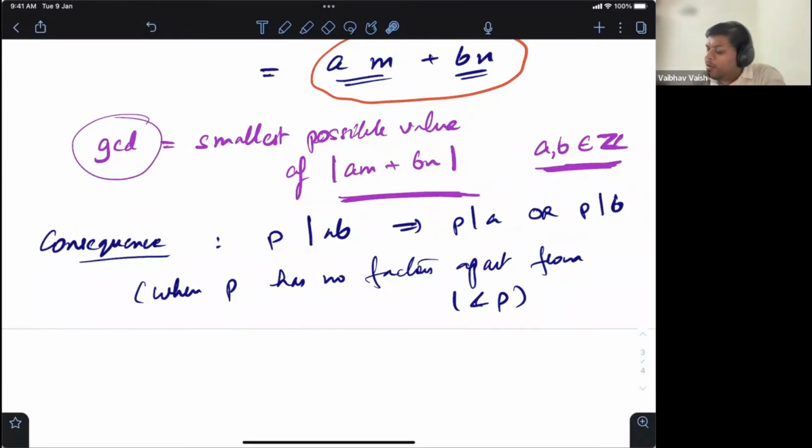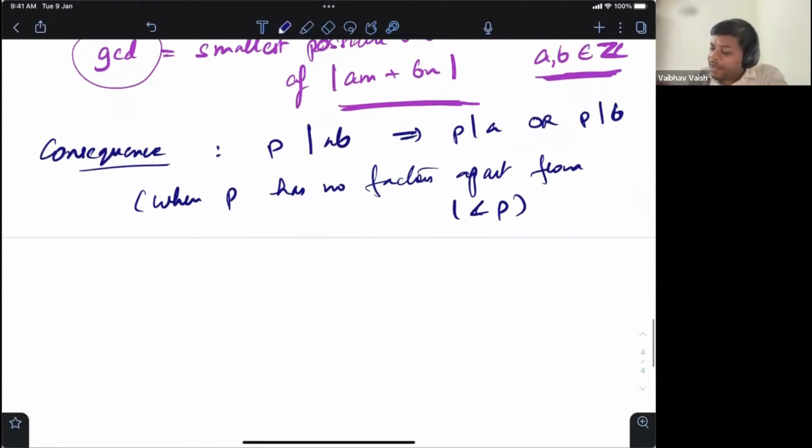How? It's an immediate consequence of what I have done so far, but just to give you some exercise, I leave this as an exercise.